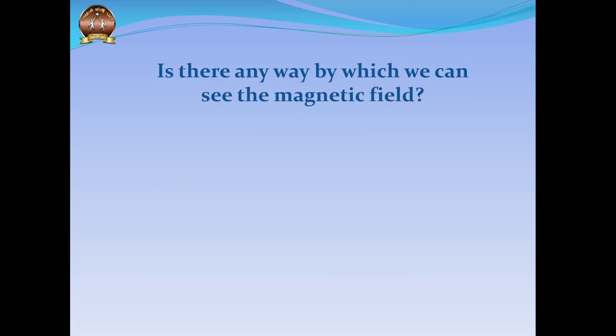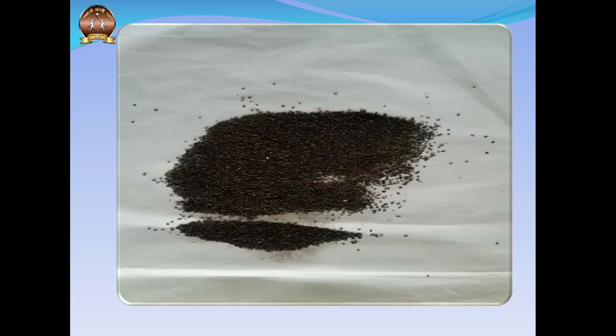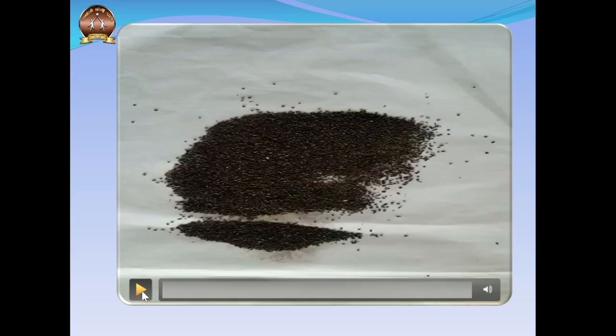Right? So is there any way in which we can see this magnetic field? We can see the magnetic field, or we can at least get a sense of the magnetic field by performing a very simple activity using a bar magnet and iron filings. Iron filings are basically shavings made up of iron. So let's take a look at this very short video.